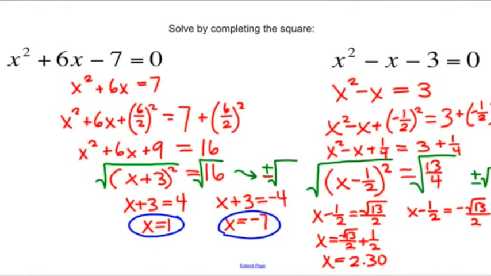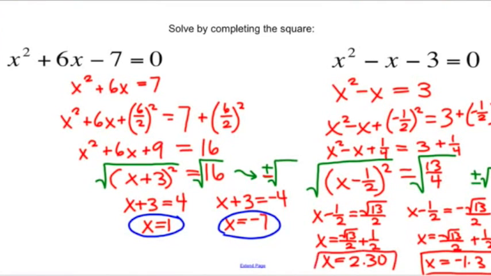Or my other answer is going to be x equals the negative square root of 13 over 2 plus 1/2. So x is going to equal about a negative 1.3. There are the two answers that I got.